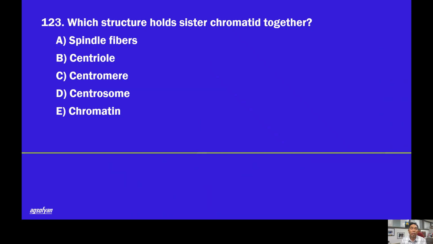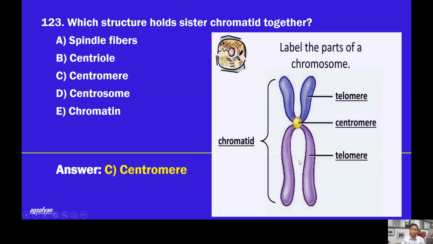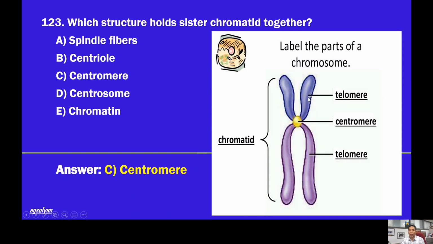123. Which structure holds sister chromatids together? Spindle fiber, centriole, centromere, centrosome, or chromatid? The answer is centromere. So the middle part over here that holds the sister chromatids together before they are divided is called the centromere.